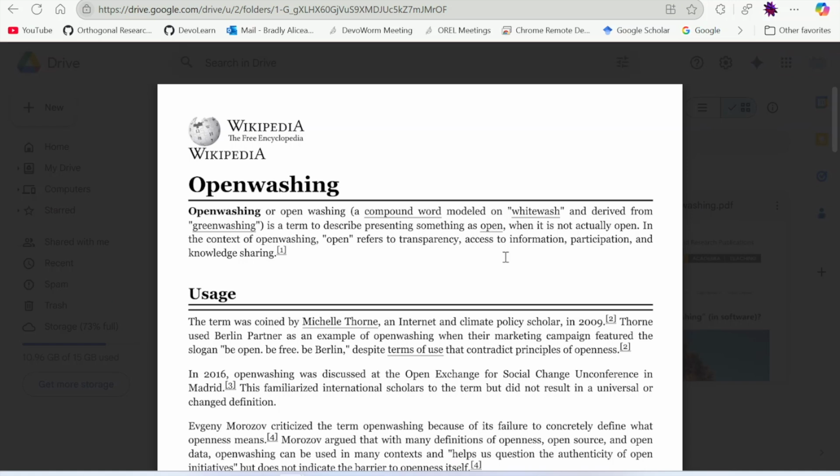Open washing, or openwashing, is based on words like whitewash or greenwash, where greenwash is where companies say they're doing something environmentally friendly when it's actually not as environmentally friendly as people think. Whitewash is just a term that means you make things look better than they are. And so this is a term that describes presenting something as open when it is not actually open. In this case, open refers to transparency, access to information, participation, and knowledge sharing. So they include a few more things in that definition than the last article.